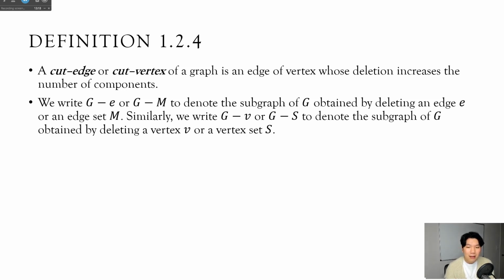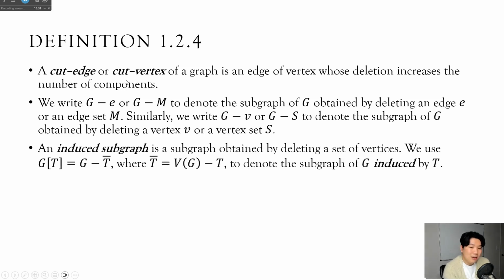And then I can do the same thing with a vertex, with a slight change. If I do G minus V, where V is a vertex, this is a subgraph of G obtained by deleting a vertex V and all the edges that are connected to that vertex.